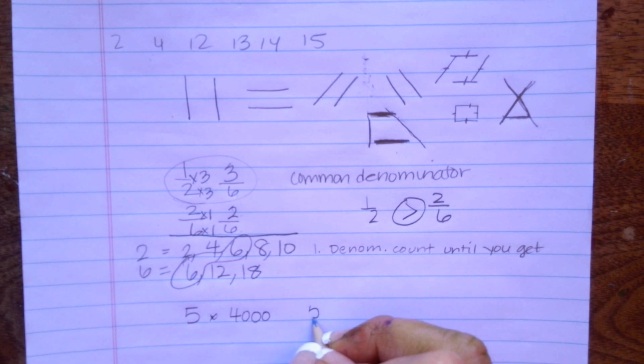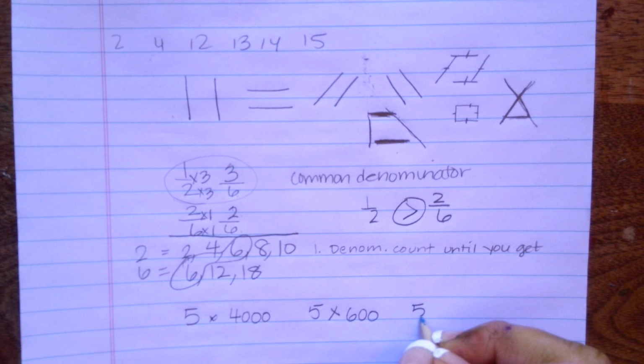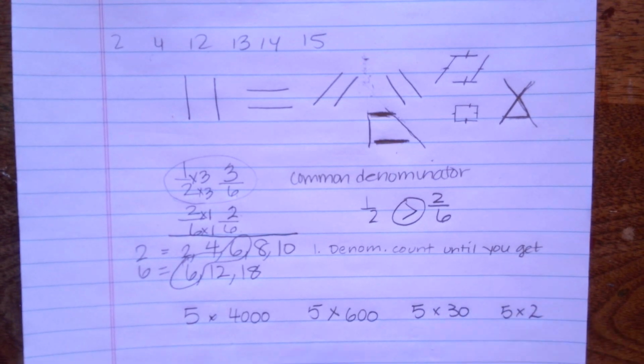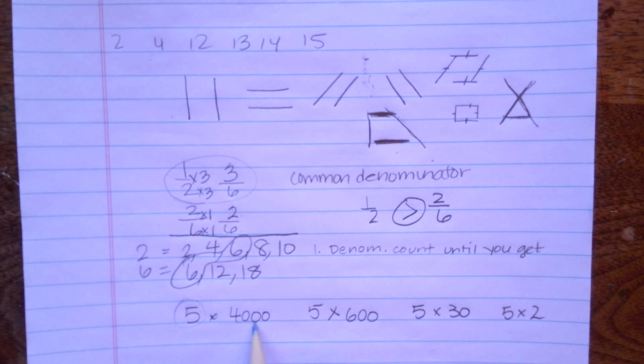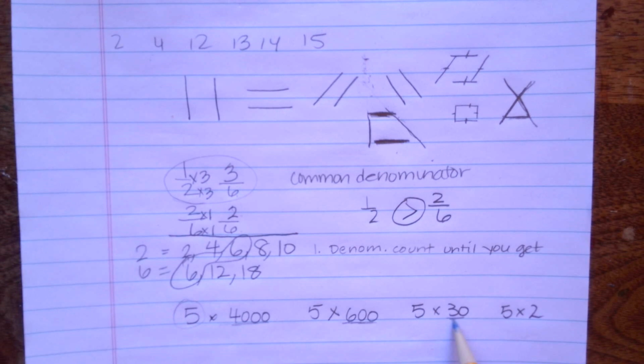Okay. Number 12 is a distributive property, which means that we're going to multiply 5 times 4,000, 5 times 600, 5 times 30, and 5 times 2. Because to distribute means we take this 5 and we distribute the 5 to the 4,000, the 600, the 30, and the 2. Does that make sense to you?